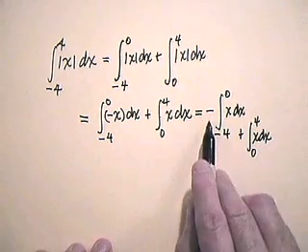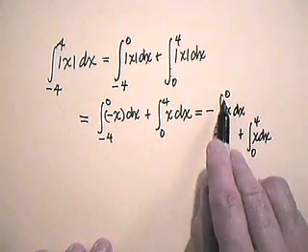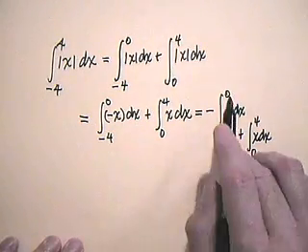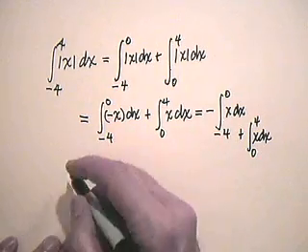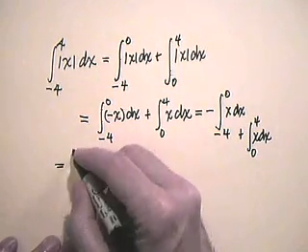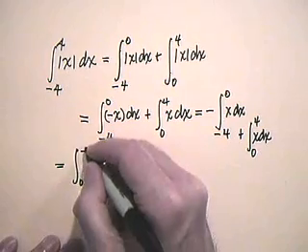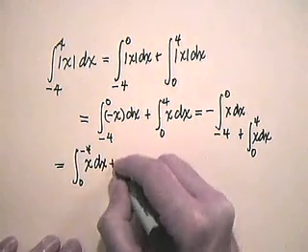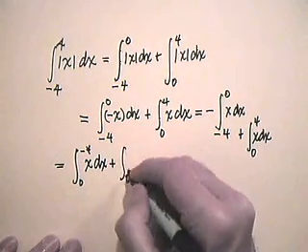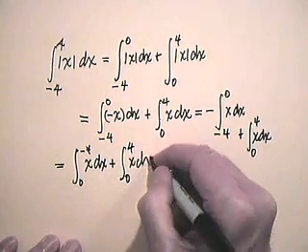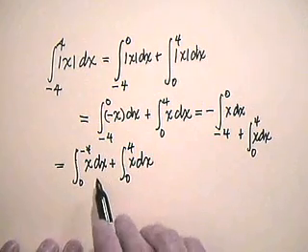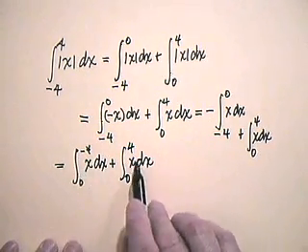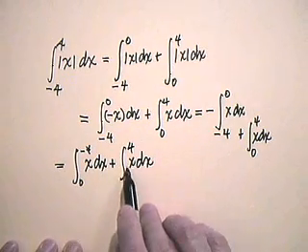Now the negative of the integral from -4 to 0 is the same as the integral from 0 to -4. We can reverse the direction of integration. So we have the integral from 0 to -4 of x dx plus the integral from 0 to 4 of x dx. By doing this, what I've turned the problem into is two integrals where the integrand is the same in each case, namely x.